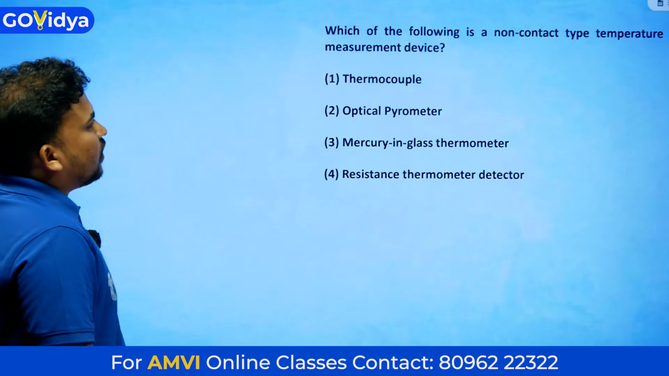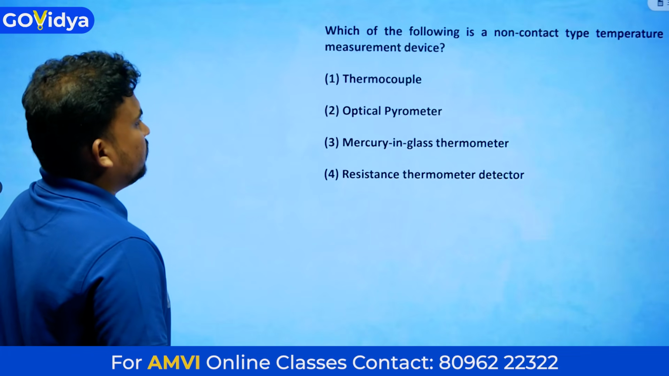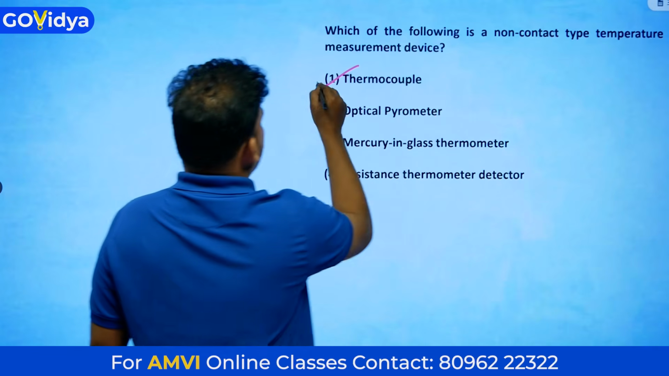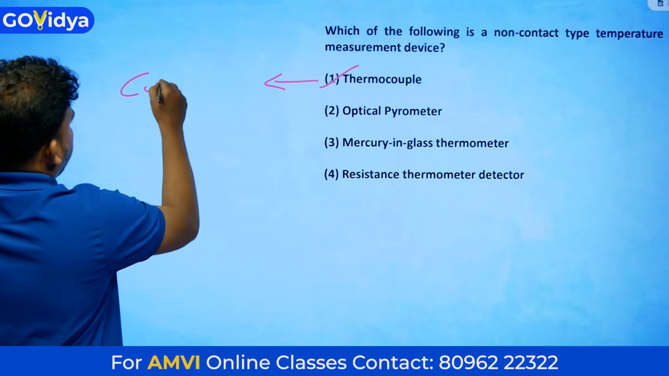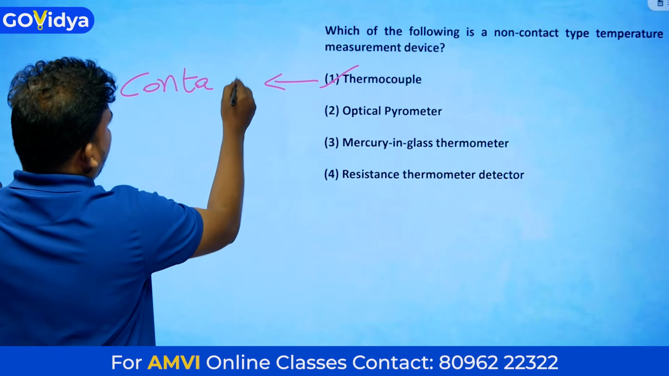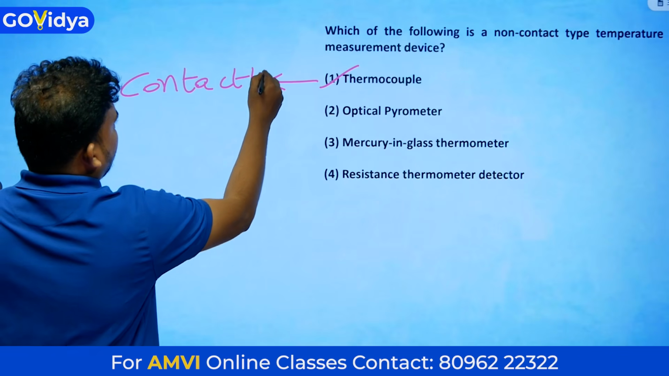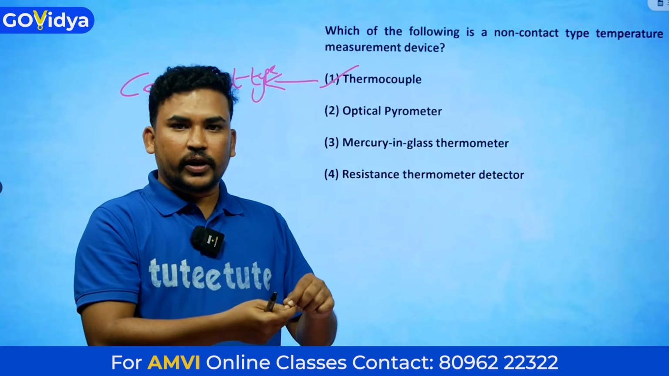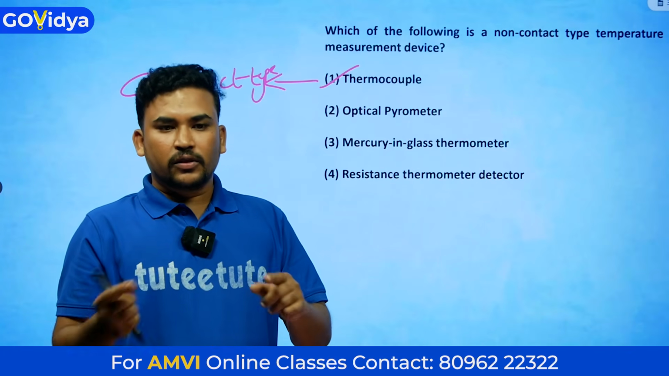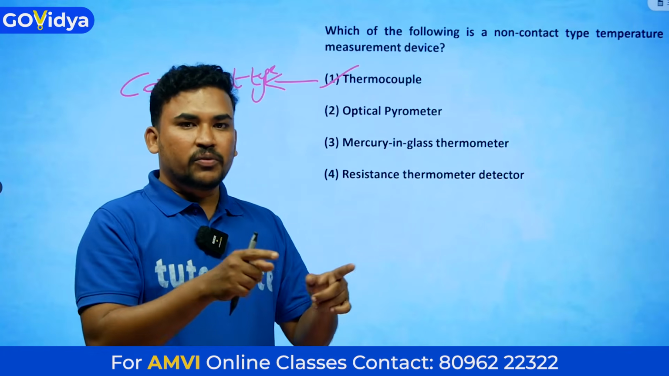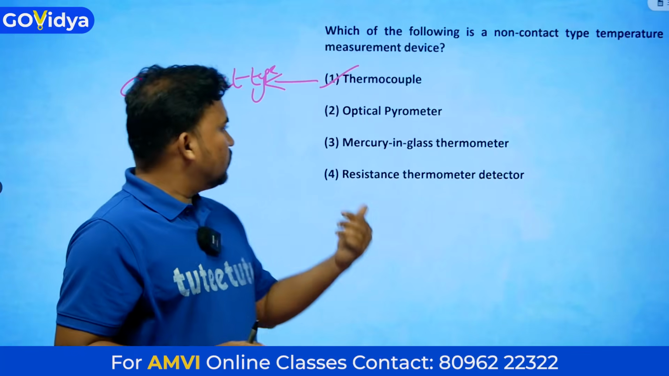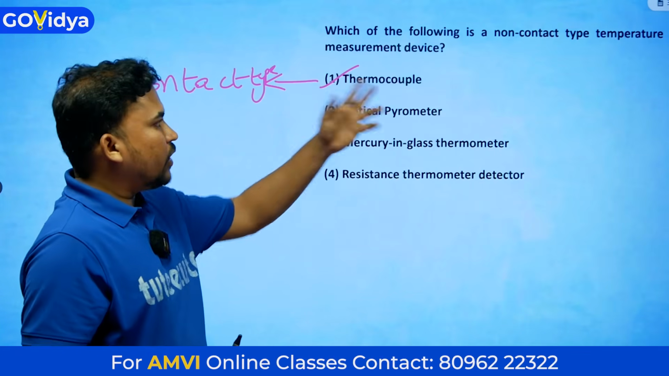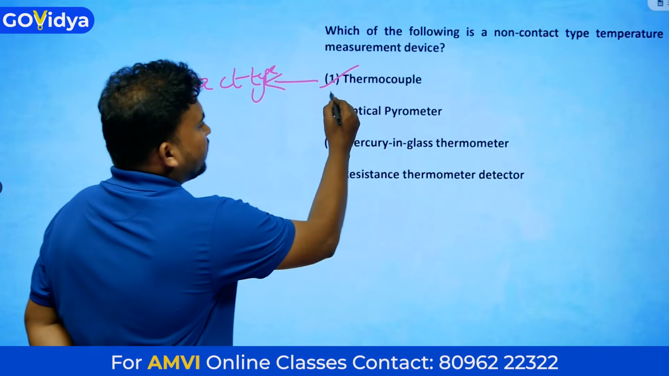Which of the following is the non-contact type temperature measurement device? Okay, we'll see one by one. Thermocouple, which is actually a contact type, right? Where we are using two dissimilar metals joined at one end and we are measuring the temperature at the other end. So EMF will be generated, right? The EMF will be proportional to the temperature change. So we are measuring the change in the EMF which is proportional to temperature. So I can measure the temperature there. This thermocouple is a contact type.